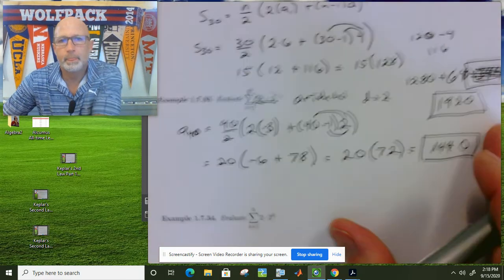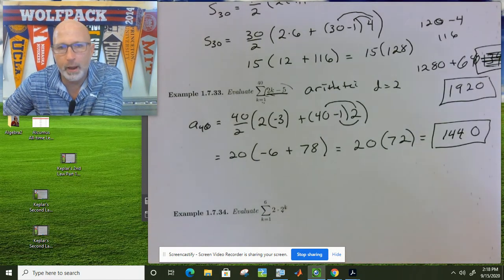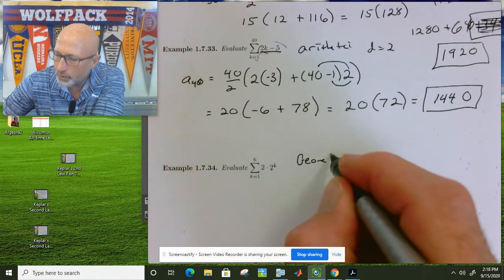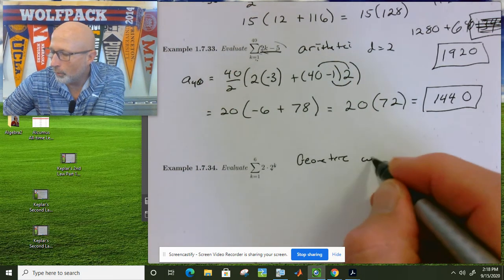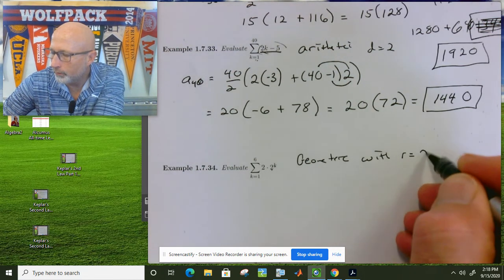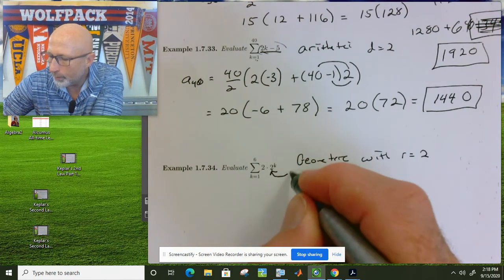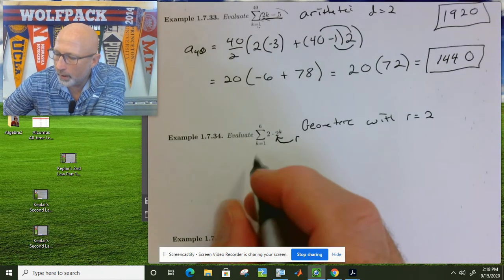Okay, next. Now you notice that this one's different. Up here, when we did this one, you had 2 times the variable. Now you have 2 raised to that power. When it's in this form, it is geometric with r equal to 2. This number right there is going to be the common ratio.